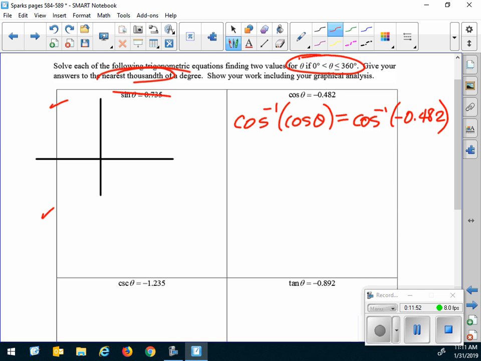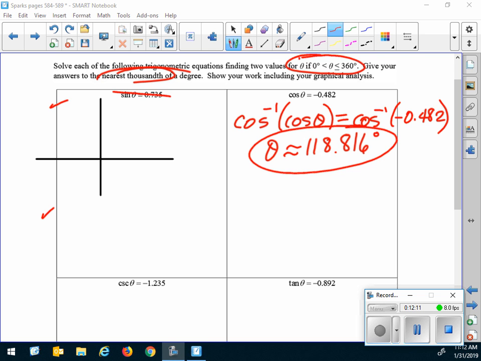Okay. Go to your calculator. Is that an angle in one of the quadrants that I am trying to find? Yes. So this is one of my answers right here. That's 118.816 degrees. Now, this is why it's really important for you to draw the picture, what we're going to do next.